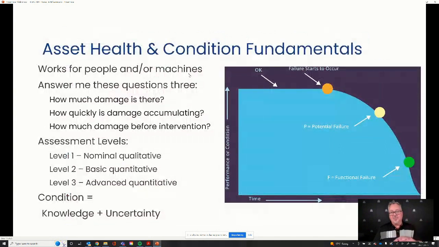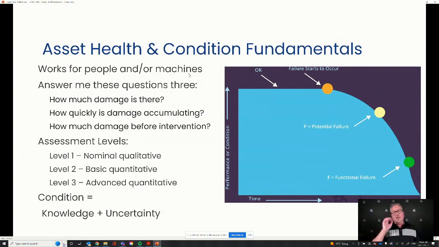So I want to talk a little bit about asset health and condition, because that, of course, is related to our cost, performance, and risk. And I want to be clear here, this methodology works whether you're talking about people and or machines. So, our advanced predictive analytics, machine learning, and AI in that space, it doesn't matter. These fundamentals apply no matter what. And I've got a lot of time for people and or machines, right? And sometimes together, sometimes separately, or the combination thereof.